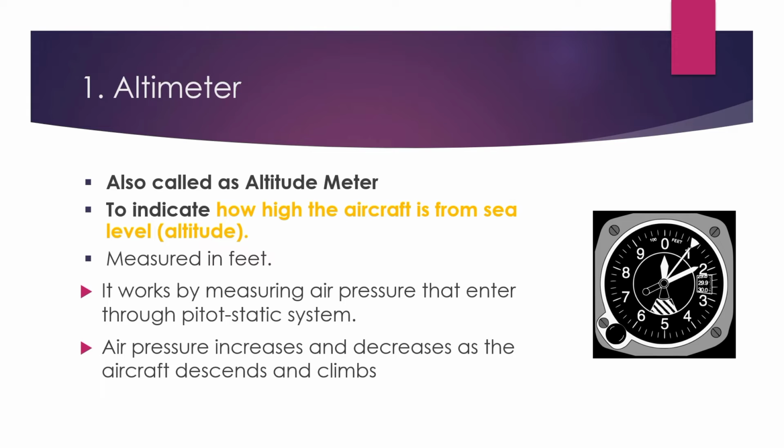First of all, see the altimeter. The altimeter, also called an altitude meter, indicates how high the aircraft is above sea level, measured in feet. It works by measuring air pressure that enters through the pitot static system. The reading increases and decreases as the aircraft climbs and descends.